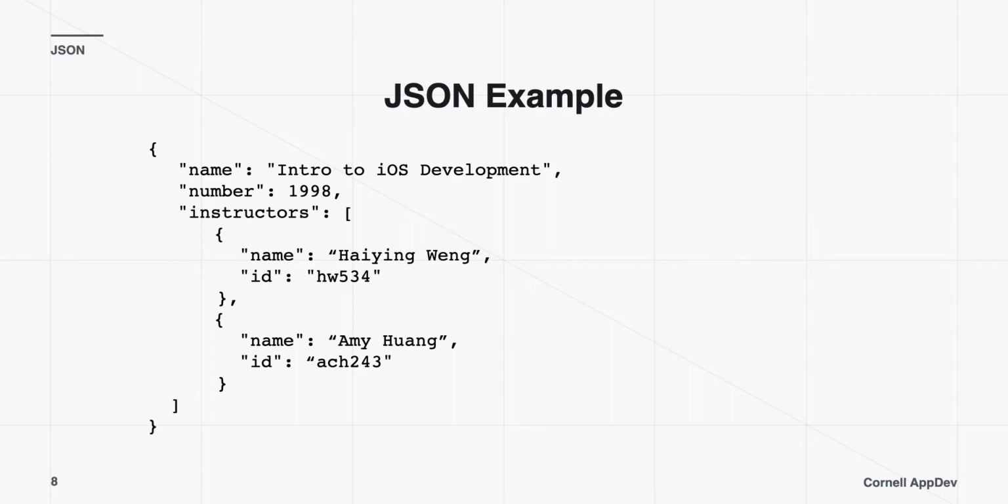This is an example of a JSON where the keys are name, number, and instructors. For name and number, the values are strings and numbers, and for instructors, the value is an array of instructor objects with names and IDs as their keys, and the values are also strings.